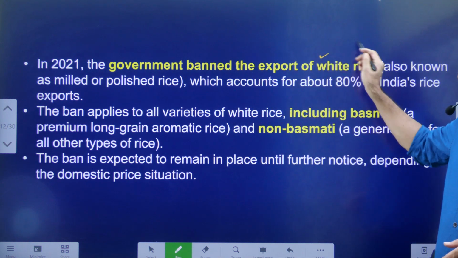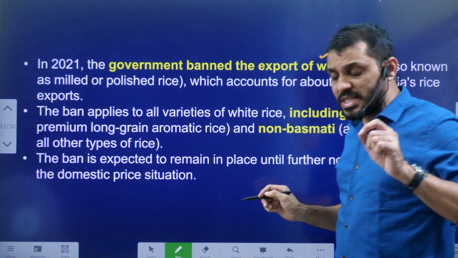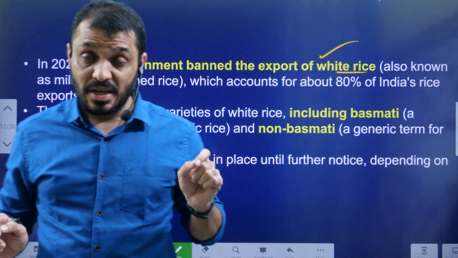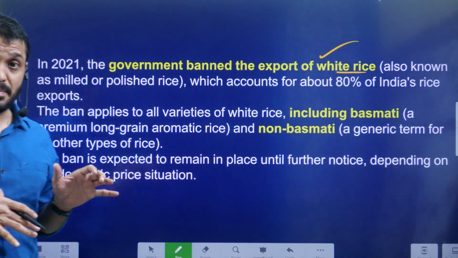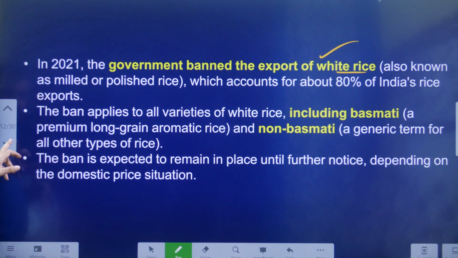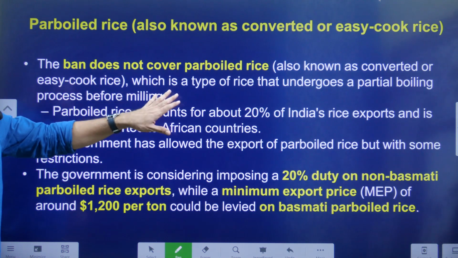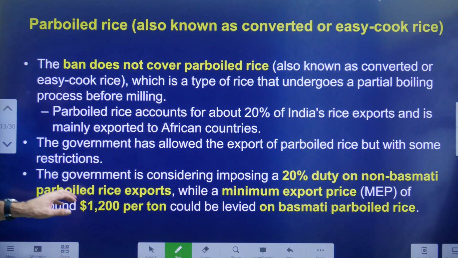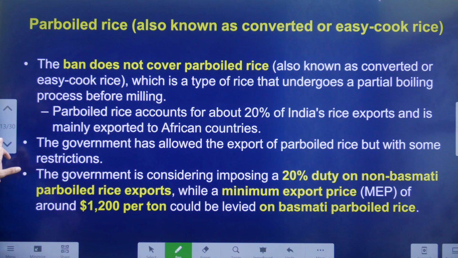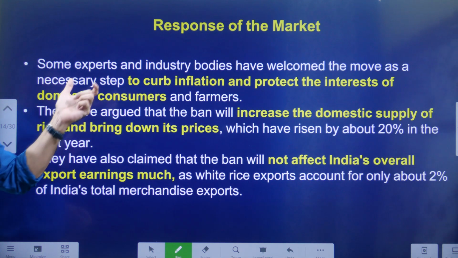In 2021, the government even put this kind of restriction on white rice also. At that time, there were no restrictions on parboiled rice, but later they started imposing restrictions on parboiled rice. Now they came up with restrictions on Basmati rice with 1200 per ton.